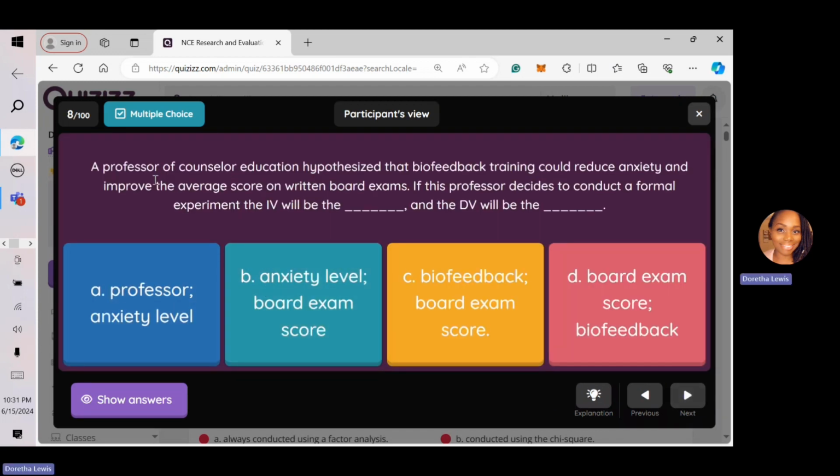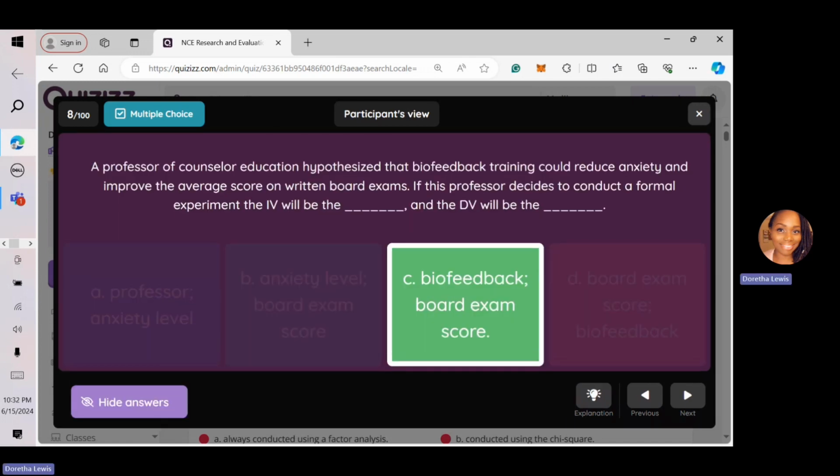A professor of counseling education hypothesized that biofeedback training could reduce anxiety and improve the average score on written board exams. If this professor decides to conduct a formal experiment, the IV will be the blank and the DV will be the blank.